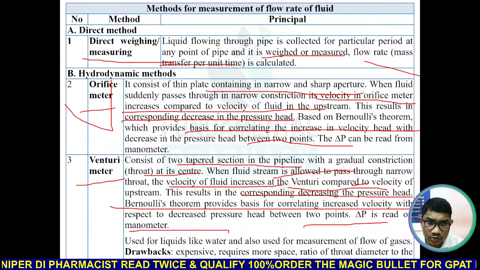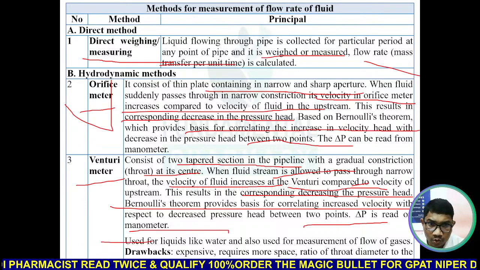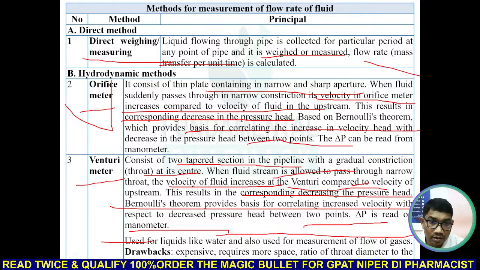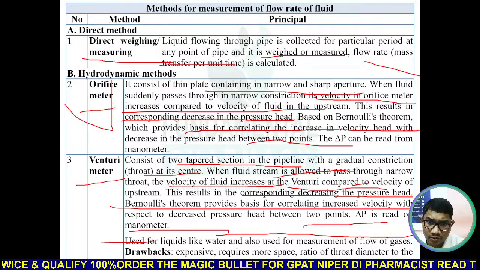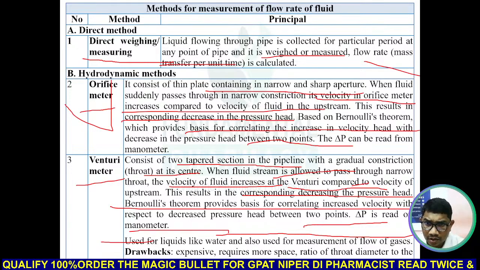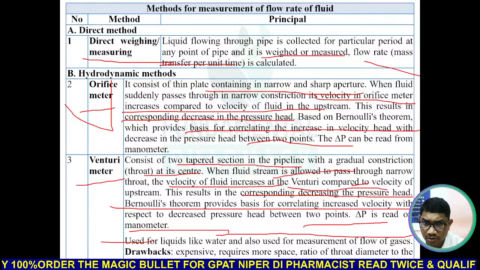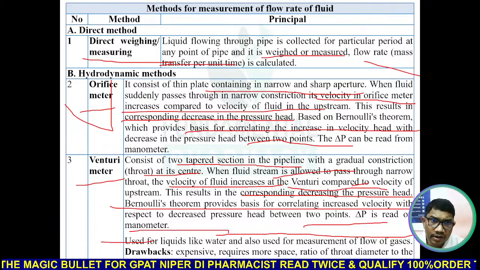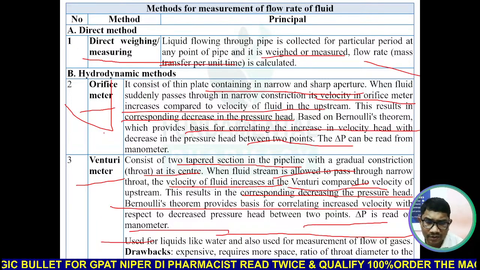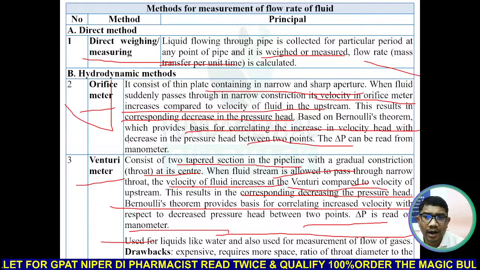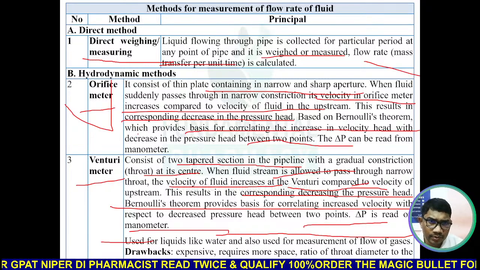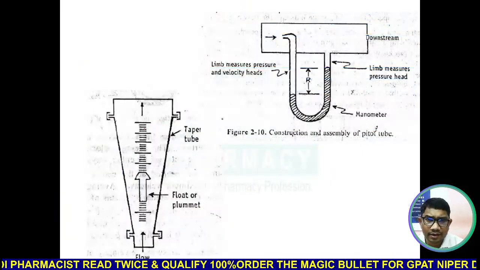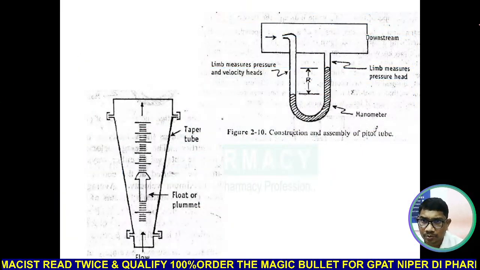What is its use? It is used to measure the flow rate of liquid like water and also used to measure the flow rate of gases. What is its drawback? It is very expensive and requires more space. The ratio of throat diameter to the pipe diameter is fixed. So these are the orifice meter and venturi meter. The first is direct weighing and measurement, the second is the hydrodynamic method, which includes the orifice meter and venturi meter. Then next comes the pitot tube.